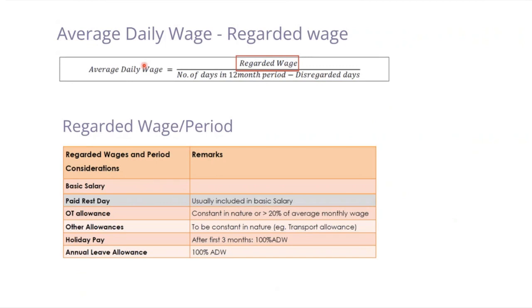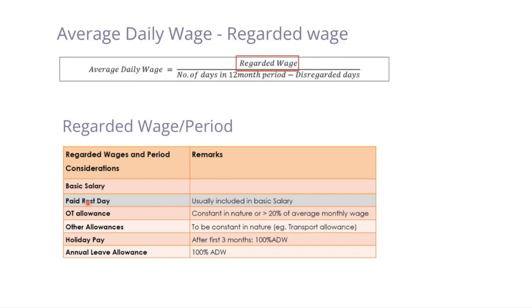Let me first talk about the regarded wage. The average daily wage comprises the regarded wage divided by the number of days in the 12-month period minus disregarded days. So what is this keyword regarded wage, or what are the components added as a regarded wage?